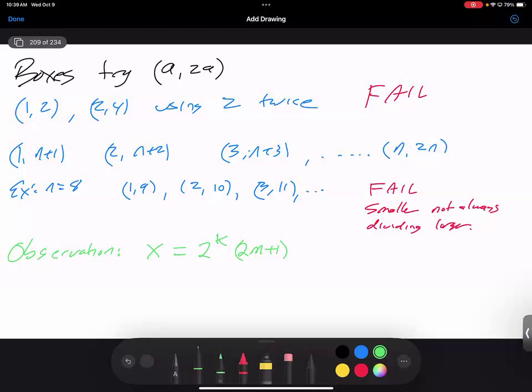So can we somehow use this fact that I can write any number as a power of 2 times an odd number? How many odd numbers do we have? I'm sorry? We have n odd numbers.